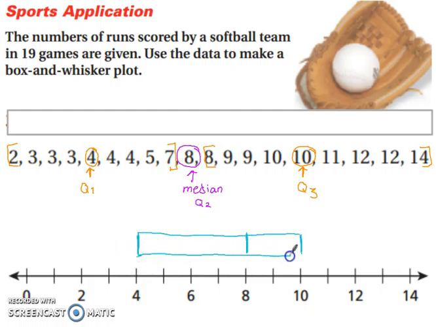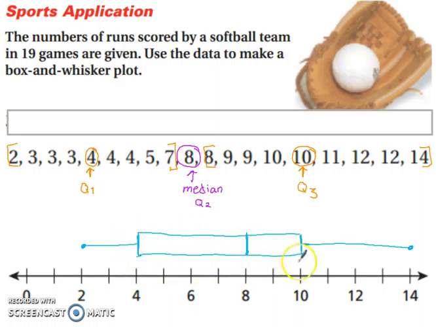Now, we're going to find our maximum and minimum value, which is 2 for our minimum and 14 for our maximum, or greatest value. So we now have a box and whisker plot.